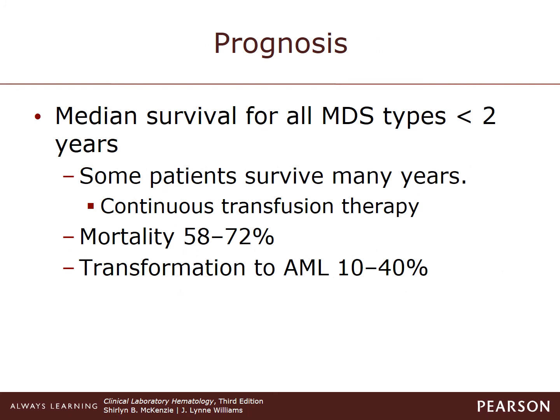As for prognosis, the median survival for these types of MDSs is usually less than 2 years. Some patients do survive many years, but they have continuous therapy. And the mortality rate is well over 50%, and some can even transform into an acute type of myeloid leukemia, depending on the classification.